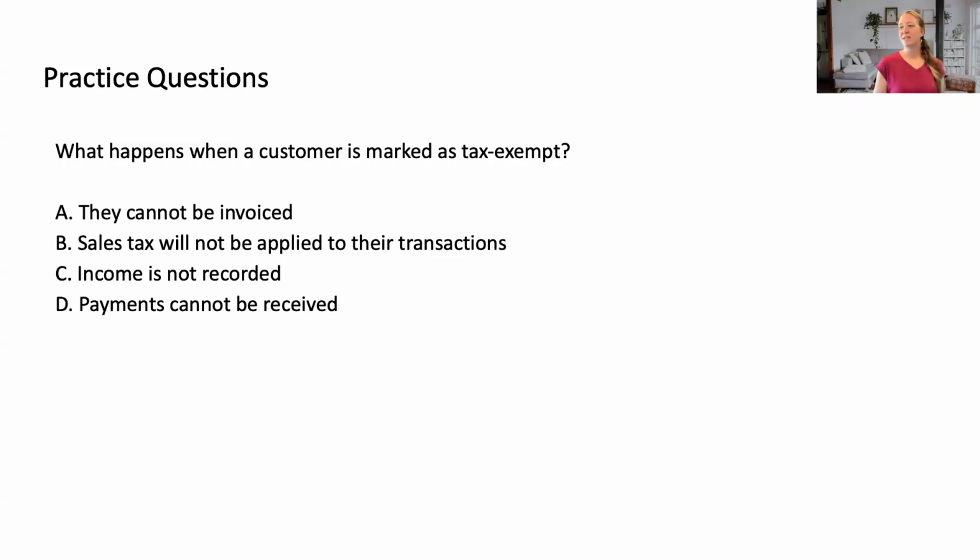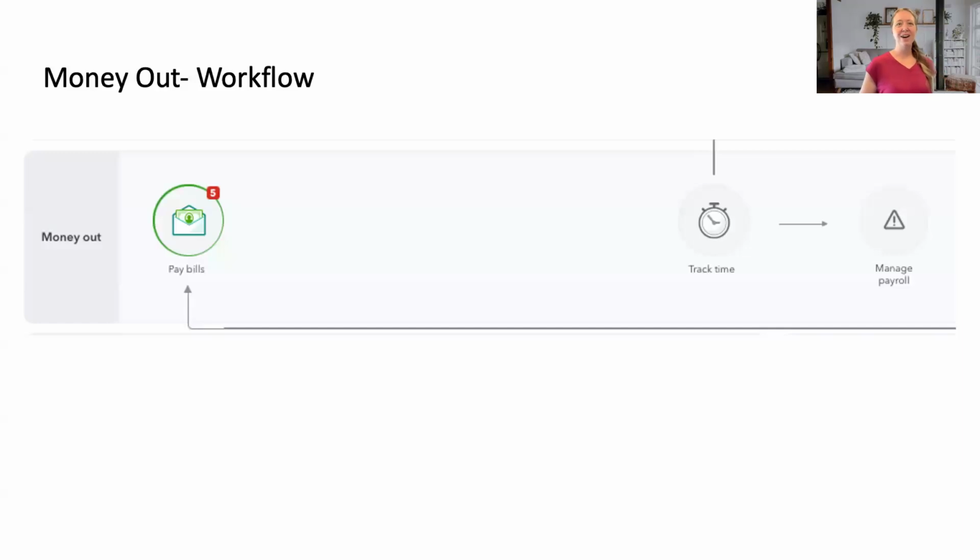What happens when a customer is marked as tax exempt? A, they cannot be invoiced. B, sales tax will not be applied to their transactions. C, income is not recorded. Or D, payments cannot be received. Yes, B, sales tax will not be applied no matter how you have the system set up when you check that. All right, great job. You guys picked up on all of that fun stuff from the money in.